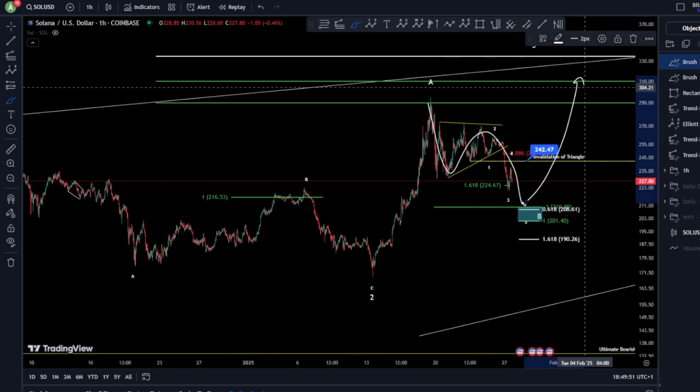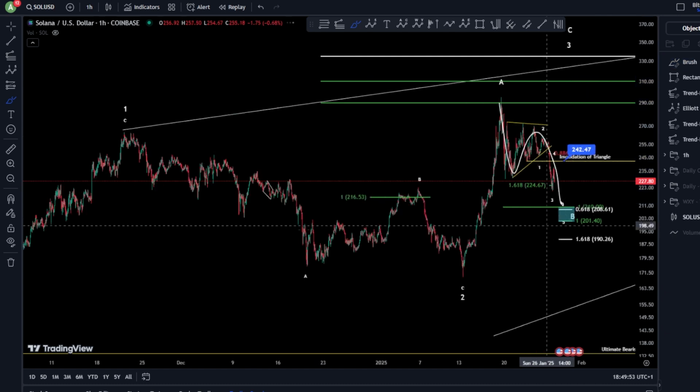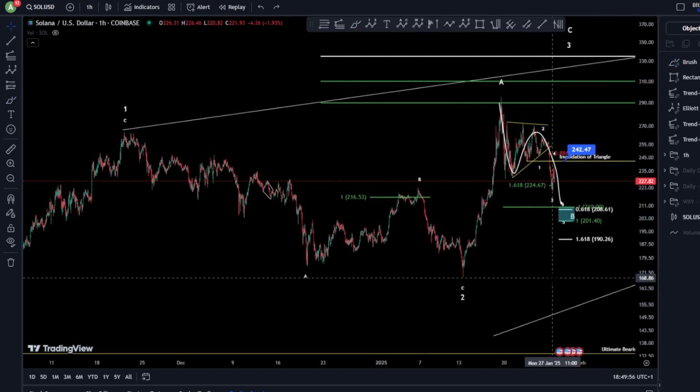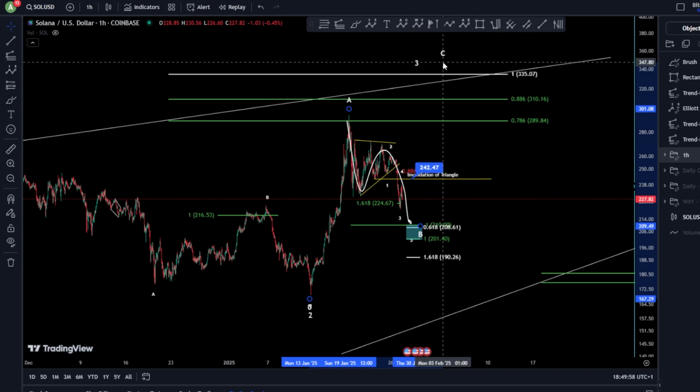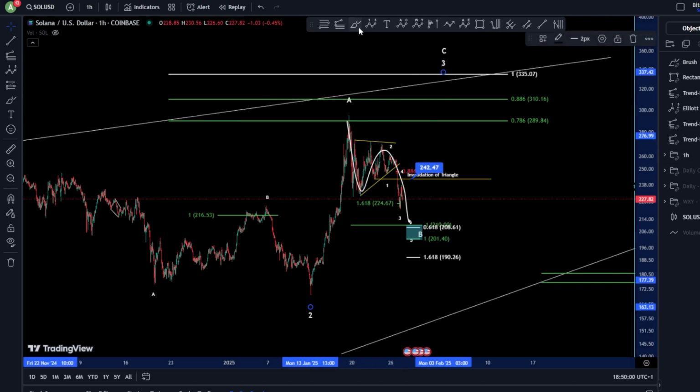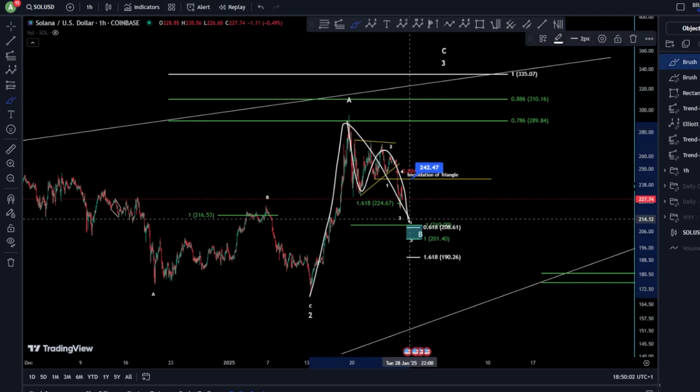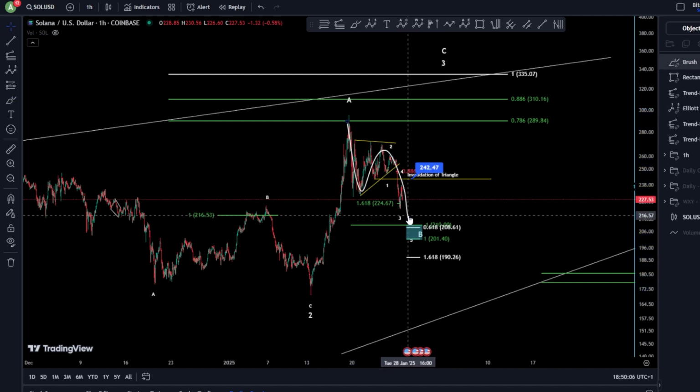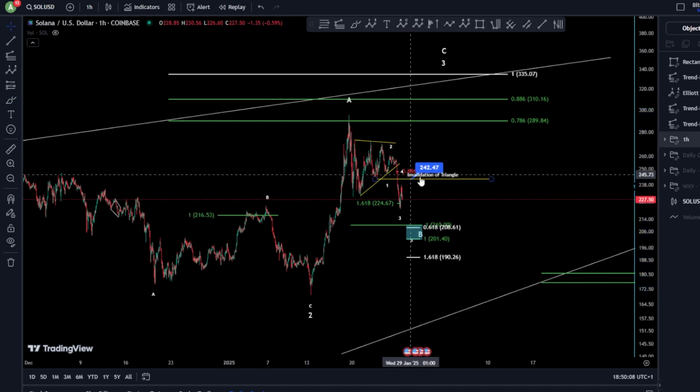and explosion again toward the upside with an impulse, that we would like to see for this finished wave 3 in an ABC zigzag. So A, B, and a C. This is my prediction for the next upcoming price action for Solana.